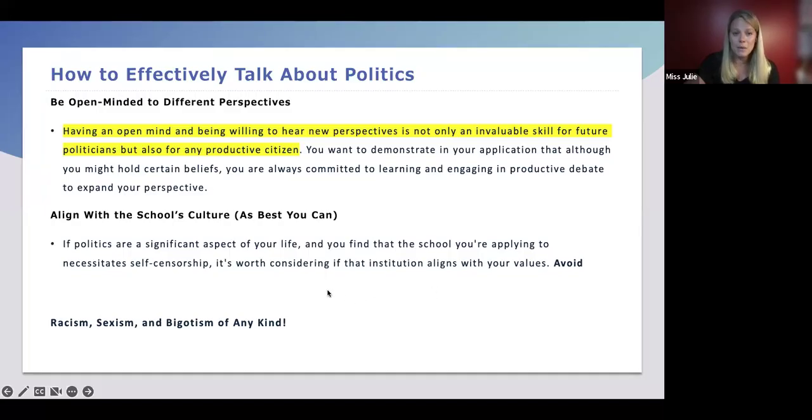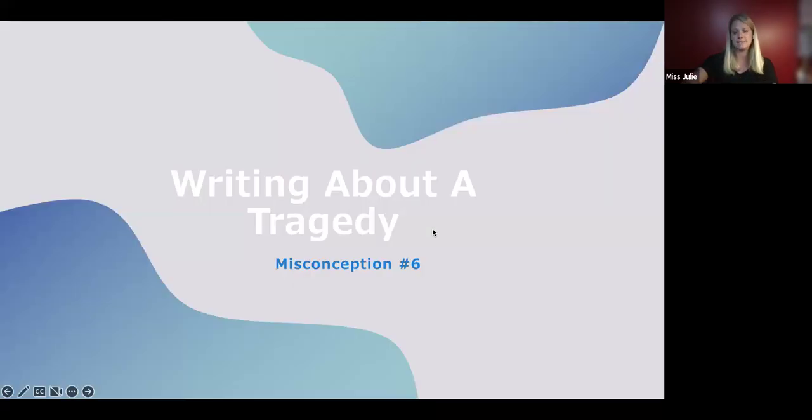Having an open mind and being willing to hear new perspectives is not only an invaluable skill for future politicians, but for any productive citizen, right? You want to demonstrate in your application that although you might hold certain beliefs, you are always committed to learning and engaging in productive debate to expand your perspective. So again, always avoid racism, sexism, and bigotry of any kind, right? That's also something you should avoid in your essays.